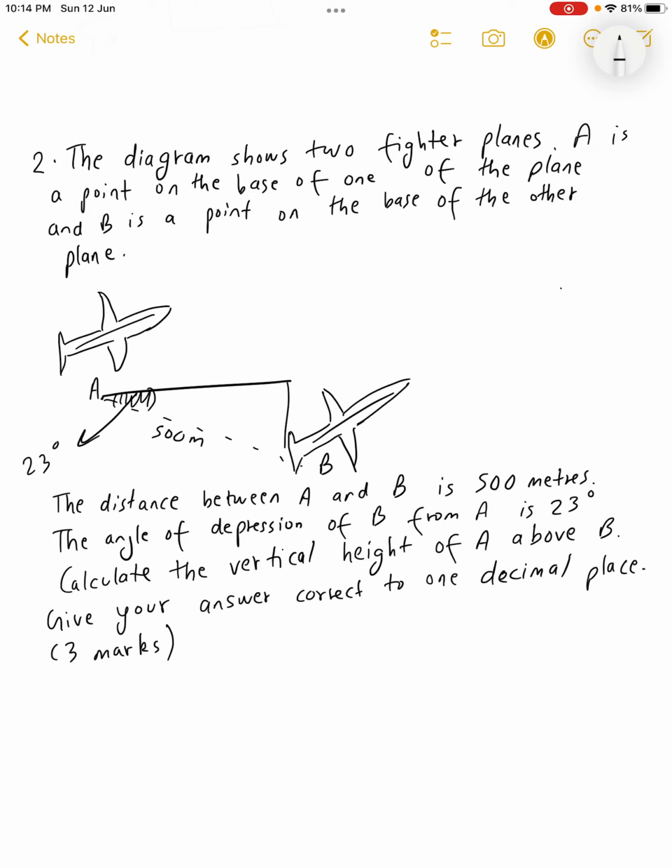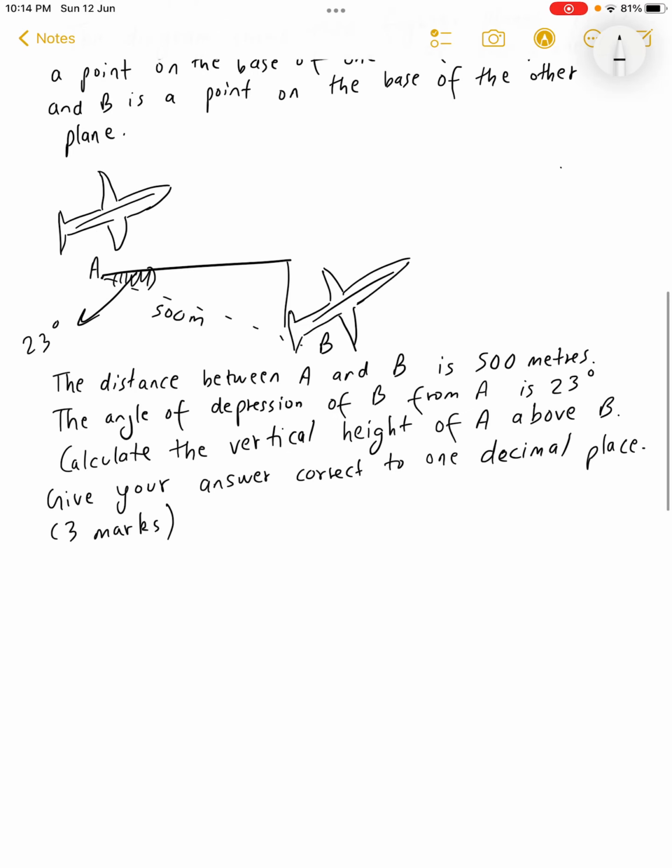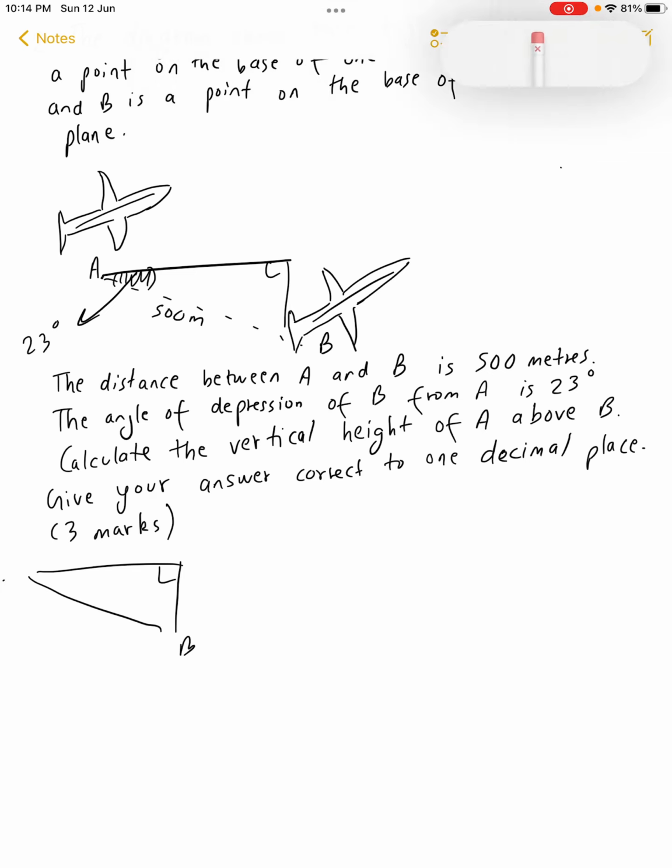So once you do that, you have to calculate the vertical height of A above B. This automatically becomes a right angle triangle. So you can take out the right angle triangle and you get A and you get B. Let me just write that down. So you get A and you get B.